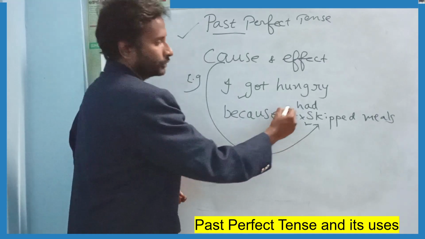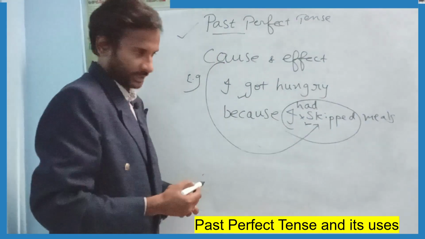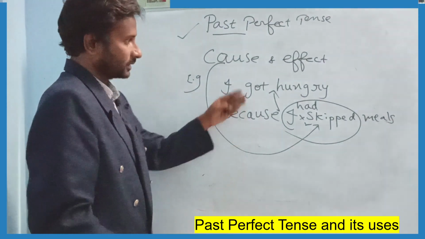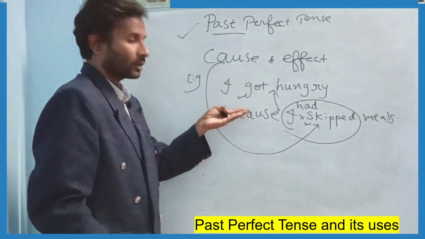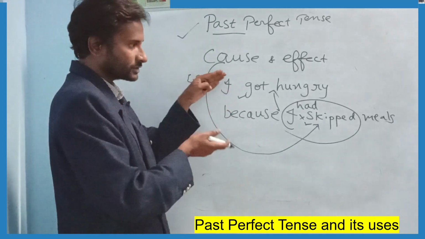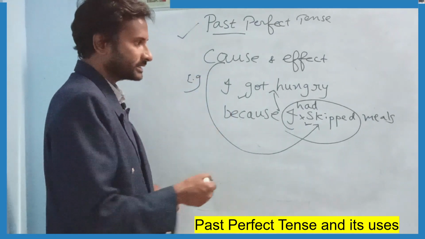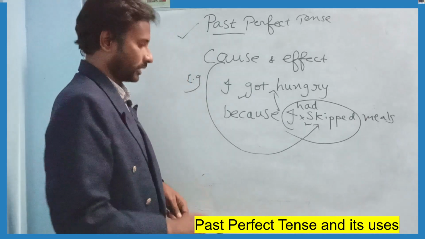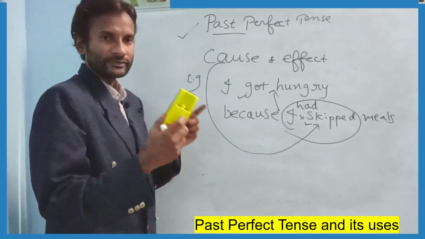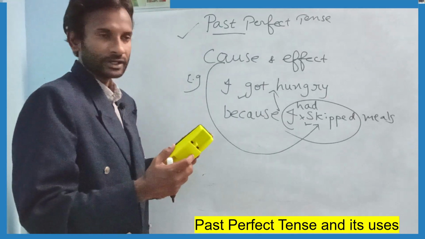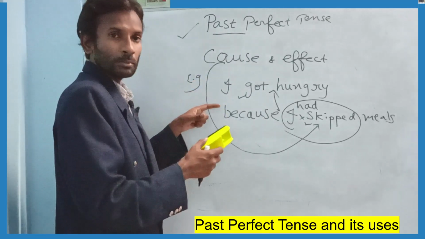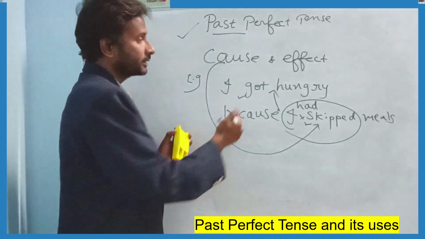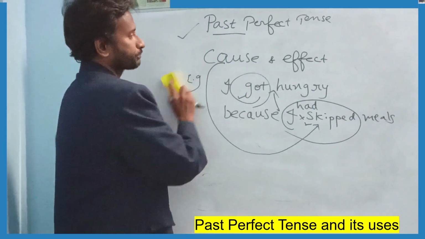You can use this cause in past perfect tense because the effect of this is getting hungry. Because you skipped meals, what is the effect? What is the consequence? Getting hungry is the consequence. So, because he had skipped meals, he got hungry. Whenever you have a cause and effect relationship, you have to use past perfect tense for the cause, whereas the effect should be in simple past tense only.